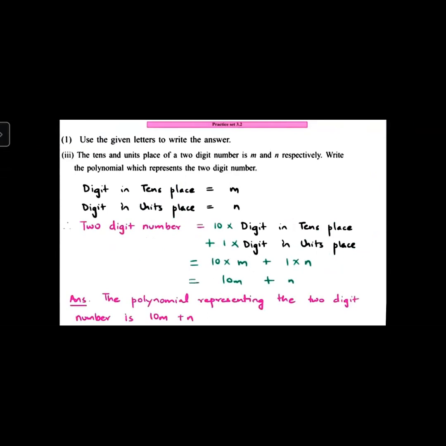Digit in tens place is equal to m, digit in unit place is equal to n. Two-digit number is equal to 10 multiplied by digit in tens place plus 1 multiplied by digit in unit place. Therefore, it is equal to 10 multiplied by m plus 1 multiplied by n, which is equal to 10m plus n. Therefore, the answer is: the polynomial representing the two-digit number is 10m plus n.